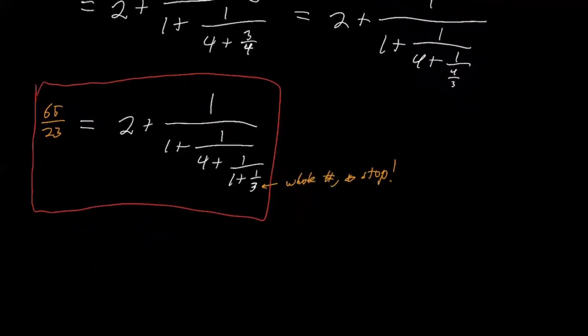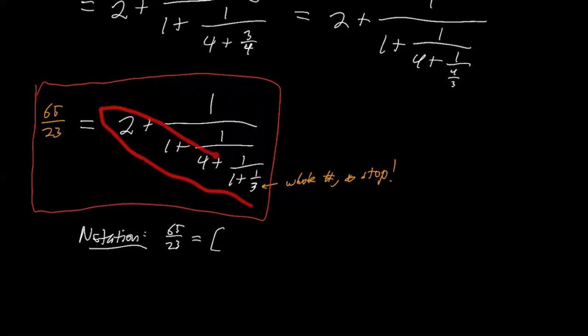A notation for it that people tend to write is, we'll write something like this. We'll write 2. Basically, we're going to write the list of numbers along this diagonal: this 2, 1, 4, 1, 3.